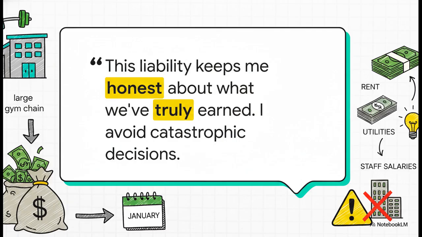You might think, we're rich, let's go sign a lease on 10 new locations. But that cash has to cover your rent, your utilities, and your staff salaries for the entire year. By correctly recording it as a liability, you keep an accurate picture of your obligations and your true earned profits, which stops you from making a potentially company-ending decision based on a misleading cash balance.